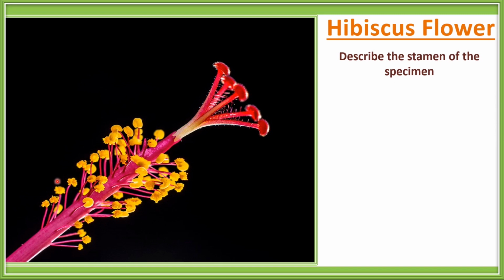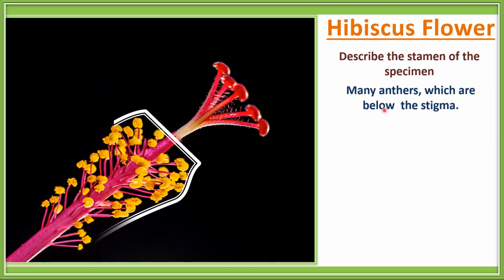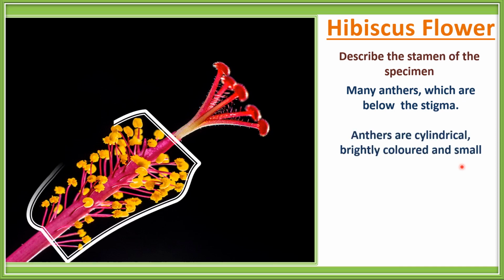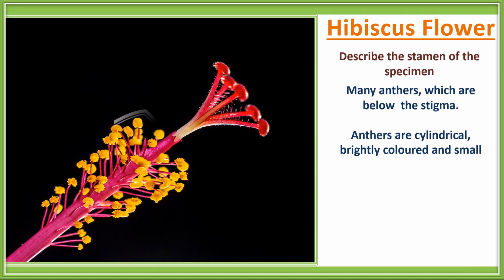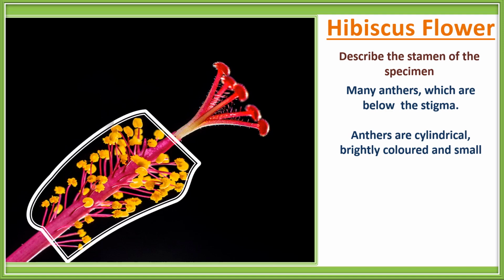But now we are looking at the stamen. Describe the stamen. You can see that there are many anthers which are below the stigma. We have very many anthers we are seeing, and they are below the stigma. Then another one, the anthers are cylindrical, brightly colored, and small.